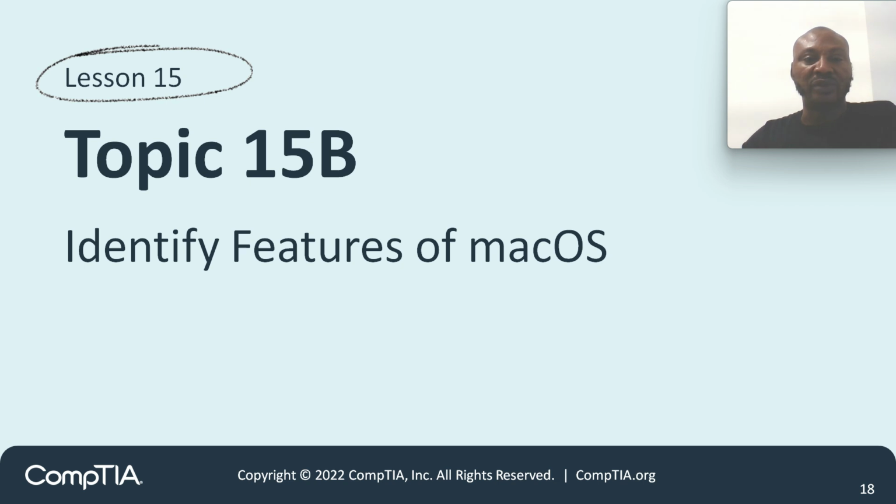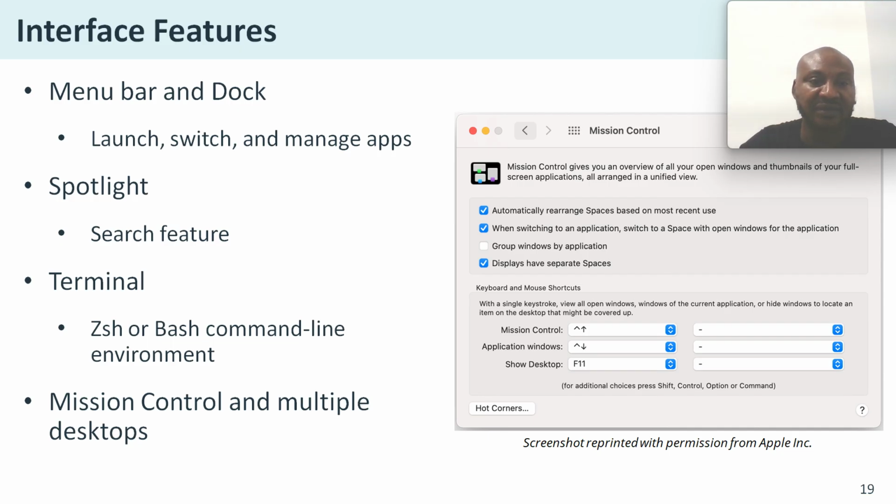Okay, so let's move to 15B. This time we'll look at identifying features of Mac. We are done with Linux. Let's look at macOS. So similar thing. On your macOS, you're going to have the menu bar, the search, the terminal for commands, and on and on. So it's similar to what we explained earlier, right?